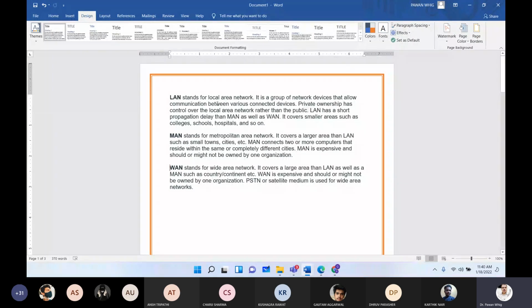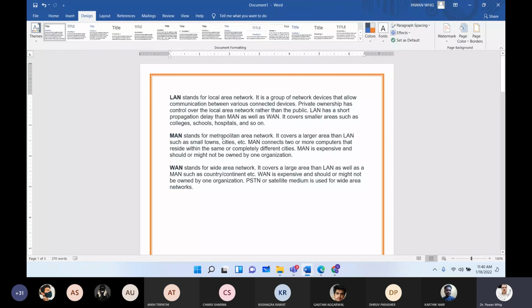LAN stands for local area network. It is a group of network devices that allows communications between various connected devices. Private ownership has control over the local area network rather than the public. LAN has a shorter propagation delay than MAN as well as WAN. It covers small areas such as colleges, schools, hospitals, and so on. We already discussed it. I think everybody knows, if it is confined to a small area, then we will call it LAN, and it is about network connections, basically how we connect the network.